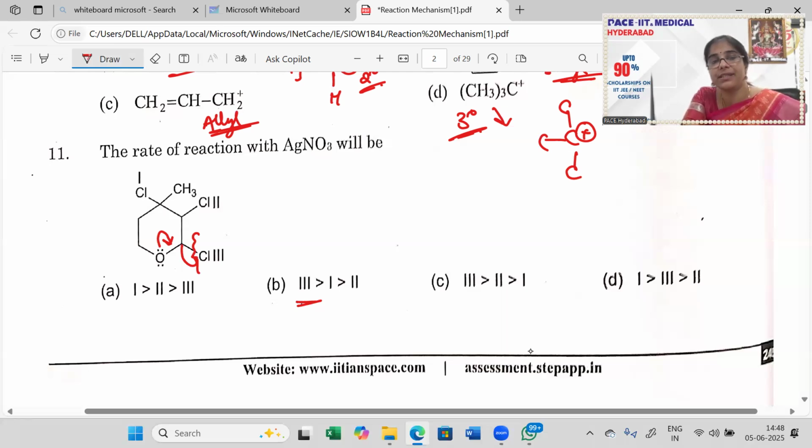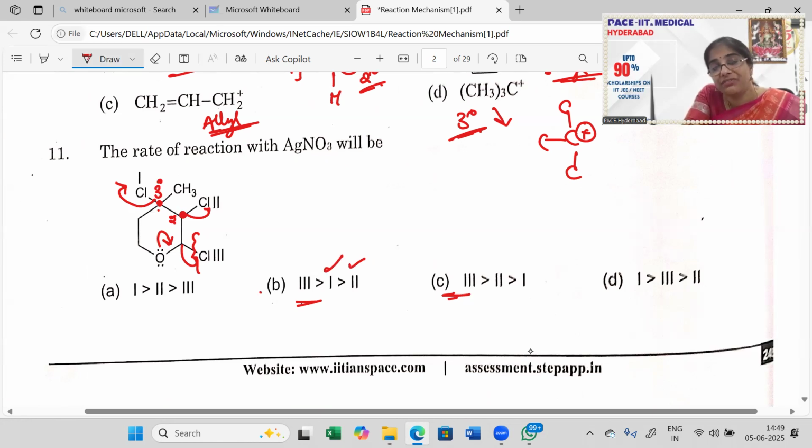Okay, so 3 is the first thing, and then you have options 1 and 2. In option 3, the chlorine comes out very easily because of the resonance. Then you have option 1 and 2, which can be easier. I would say option 1, because as the chlorine moves out, this carbon is a 3-degree one, and as this moves out, this carbon is a 2-degree one. So 3-degree, then 2-degree. So after 3, 1 and 2.